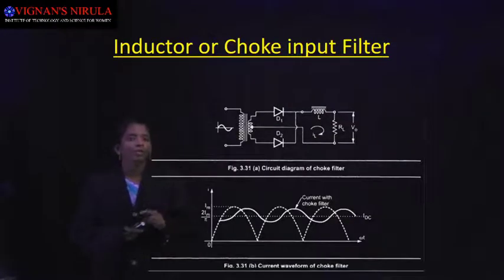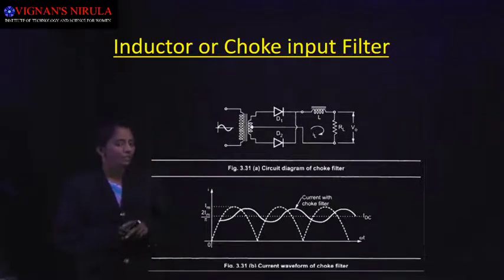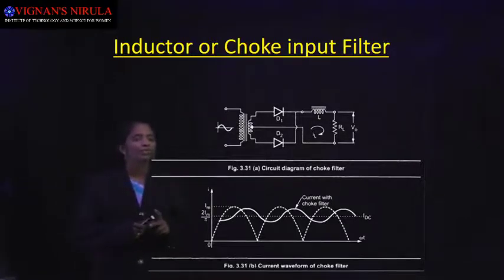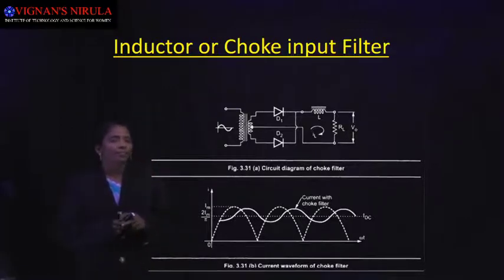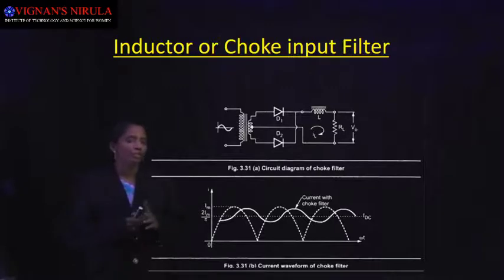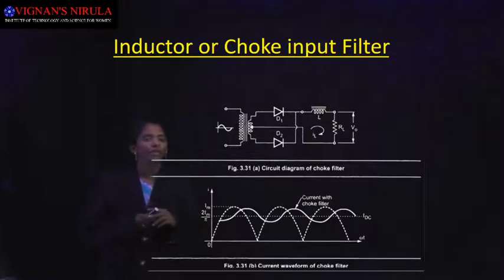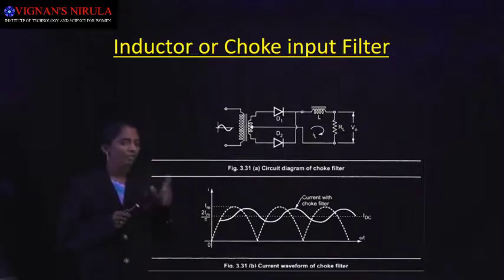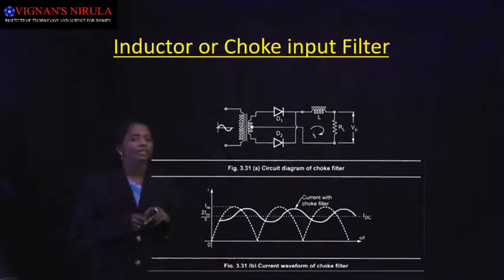This is the circuit diagram of the choke inductor filter, or choke input filter. Here we are connecting the inductor filter to the full wave center tap rectifier. We are using a center tap transformer and two diodes, which act as the rectifier circuit. The output of the rectifier is given to the input of the filter. Here the filter circuit is an inductor.